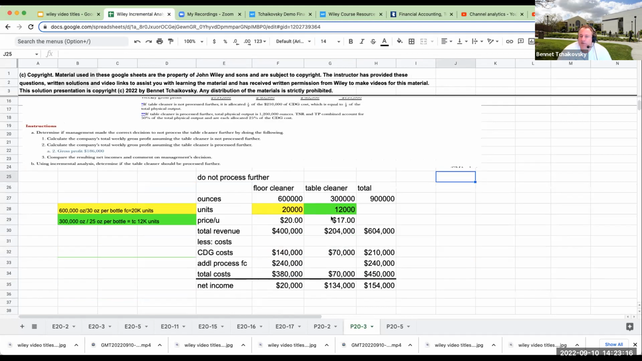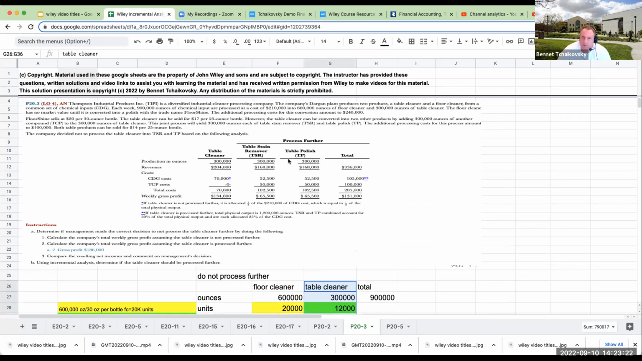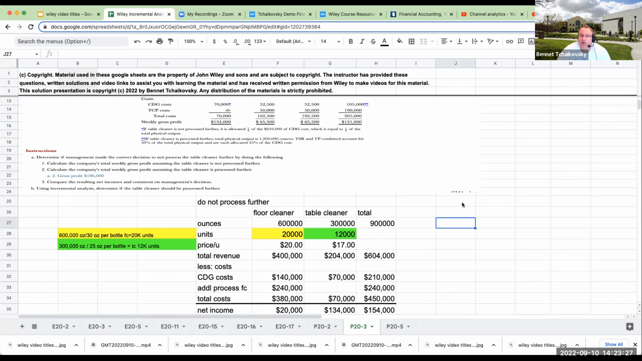If we take the table cleaner and we then convert that into table stain remover and table polish, then what does it look like? Well, if we're going to process further, okay, the floor cleaner is not going to change, right? So over here, we're still going to have 600 ounces of floor cleaner. There's still going to be 20,000 units being produced at a price per unit of 20. So the revenue from the floor cleaner is going to be 400,000.